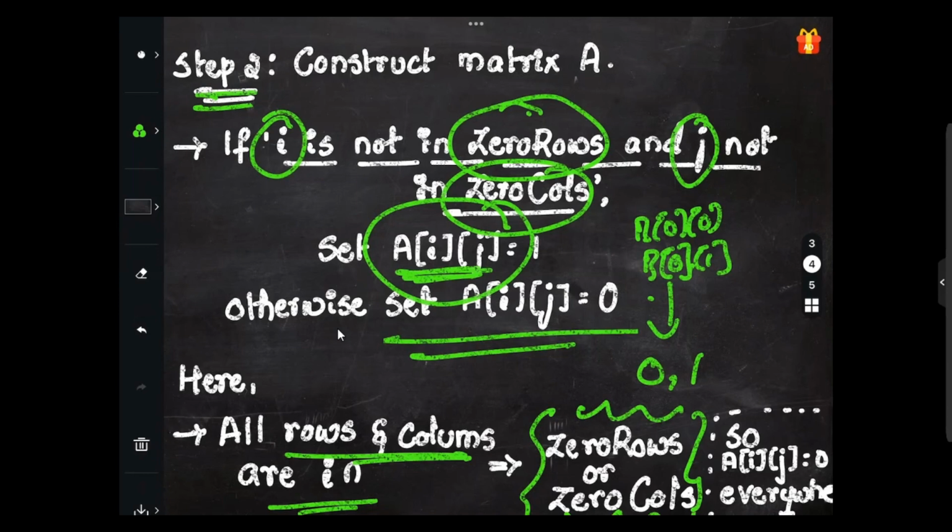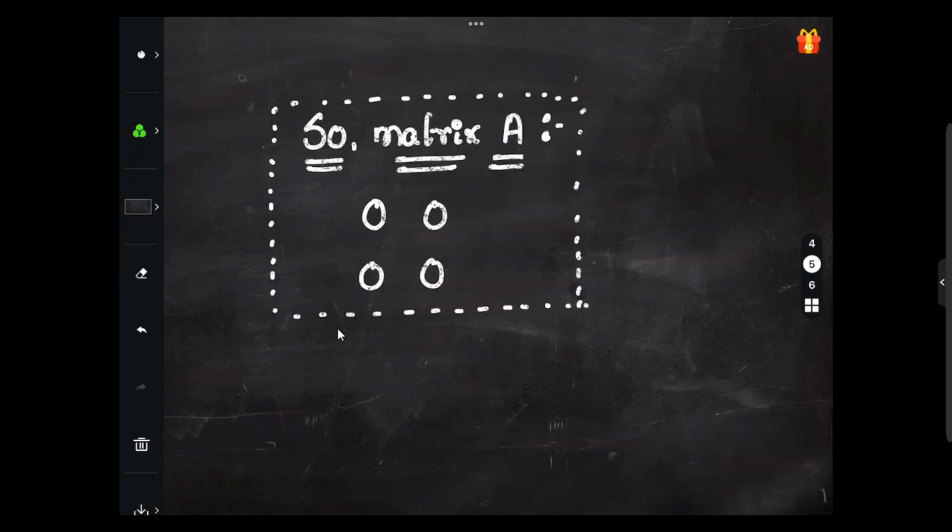All the values, I mean, all rows and columns are in 0 rows and 0 columns here in this case. So what we will do, a of ij will be 0 everywhere, because all rows and columns are in 0 rows and 0 columns, right? 0 and 1 are the values that are present from the previous step. So a of ij will be 0 everywhere here, for the example that we have considered.